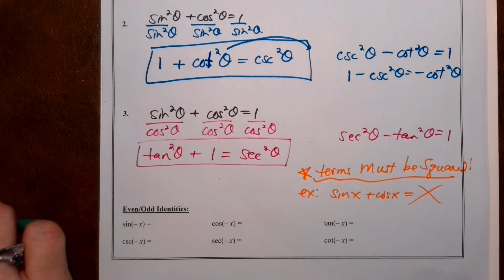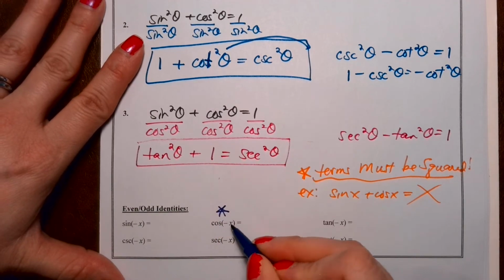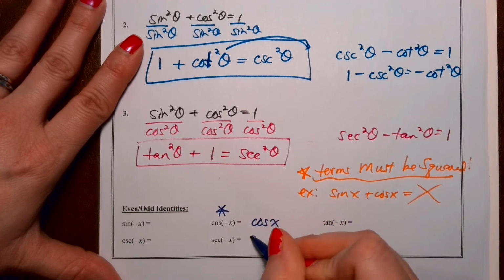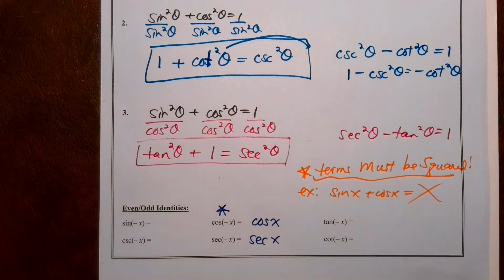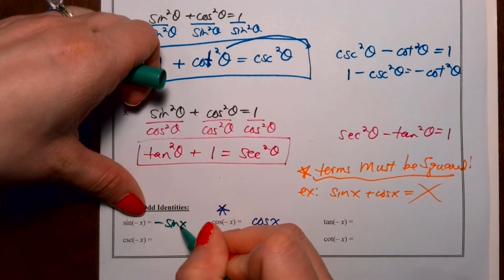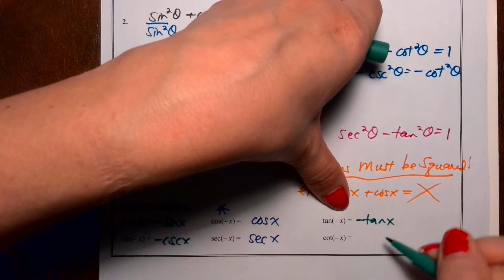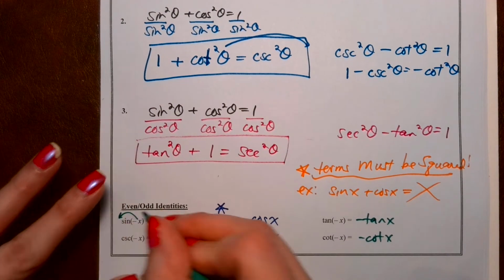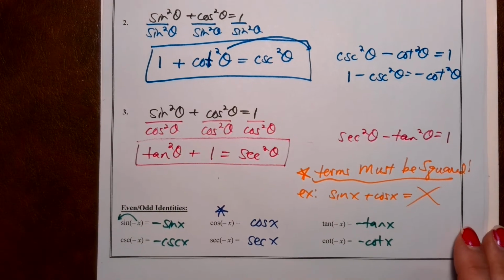The even odds, remember the ones that I want you to remember are cosine and secant. Their negatives disappear. It's cosine of positive x. This is secant of positive x. The other guys have their negatives pop out in front. So sine of negative x is a negative sine. This is a negative cosecant, negative tangent, negative cotangent. They don't lose their negatives. The negatives pop out in front. Only cosine and secant become positives.